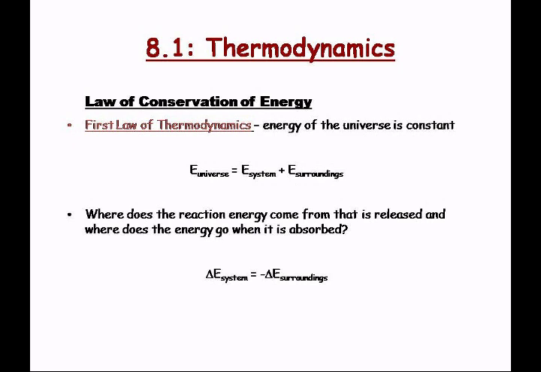So if we set the energy of the universe equal to zero, which is okay to do, what we get out of this equation is this new equation: the change in the energy of the system equals the negative change of the energy of the surroundings. So this makes sense. However much heat is flowing out of your beaker, that's how much heat the surroundings are absorbing. That's all that's saying.